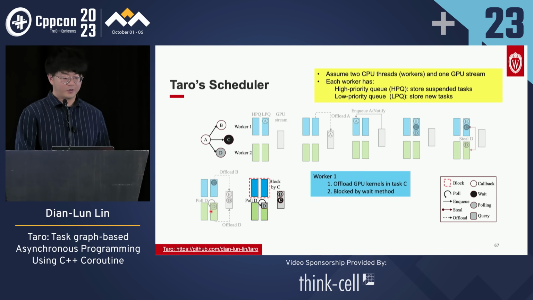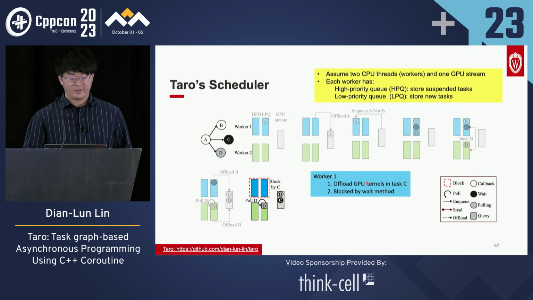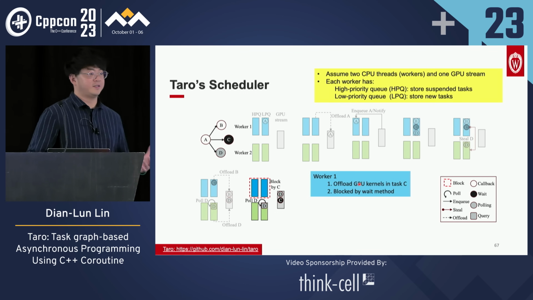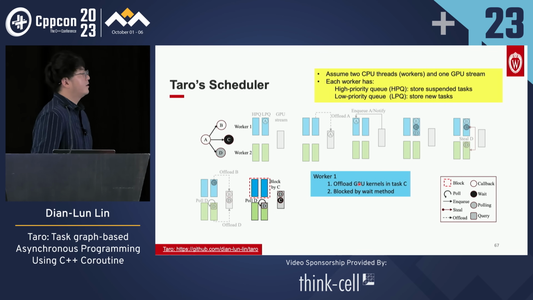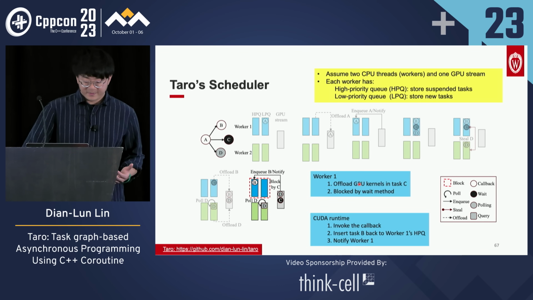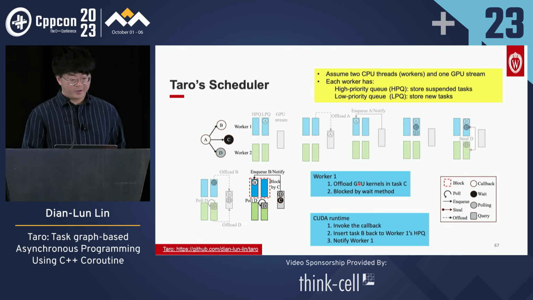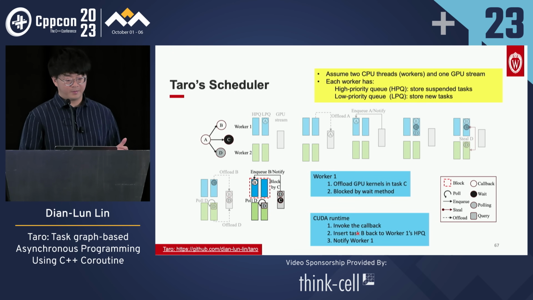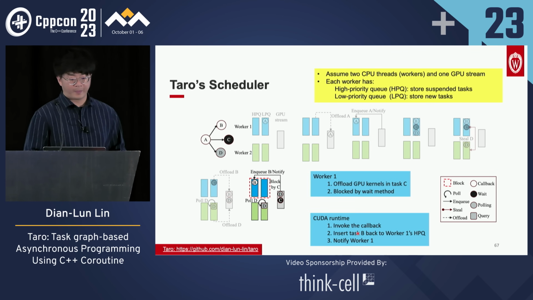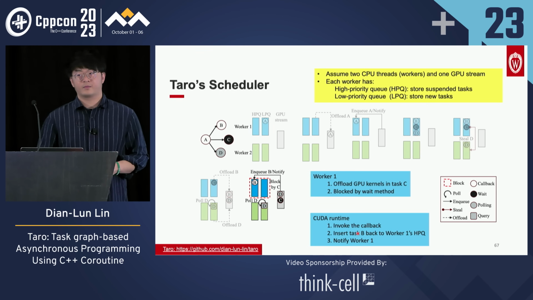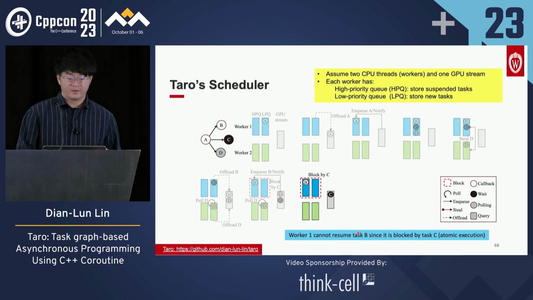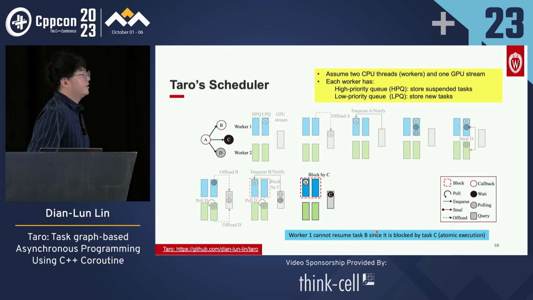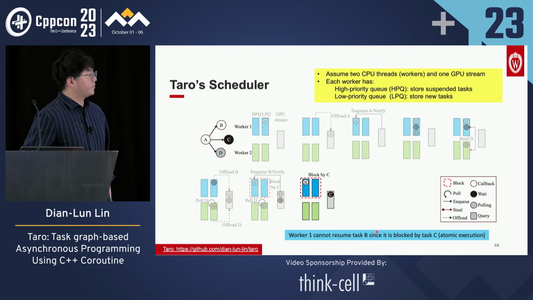The next step, worker 1 executes task C, offloads GPU kernels in task C, and it is blocked by the wait method because task C is a wait task. At the same time, GPU kernels in task B are finished. The cooldown runtime will invoke the callback, insert task B back to worker 1's high priority queue, and finally notify worker 1. However, worker 1 cannot resume task B because it is blocked by task C. Task C is like atomic execution, just like a function.